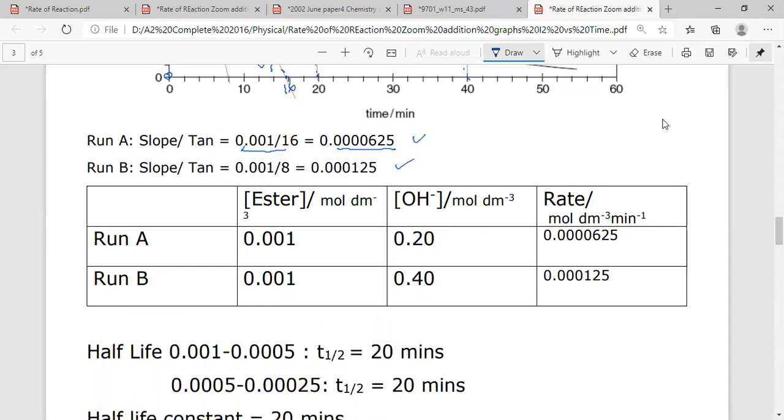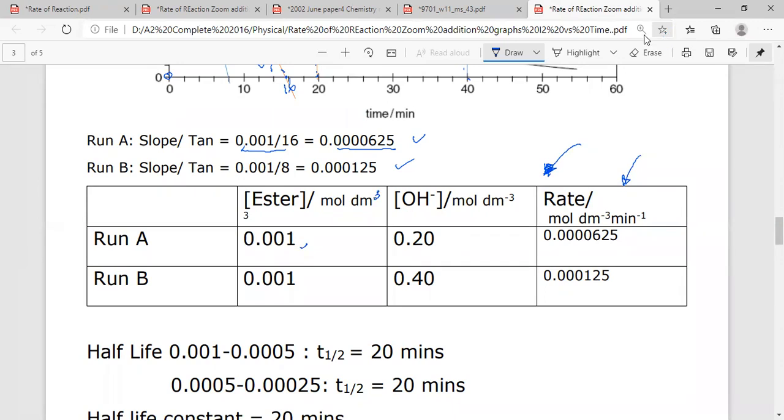Now I convert the whole thing into a table. I call it the mother of tables. This table is a very important tool for determining the order. Normally this is given. This table is the key if you don't use the graph method. It summarizes everything that your experiment did. So I got run A, run B. The initial concentration of ester is this one here, 0.001. Very bad typing.